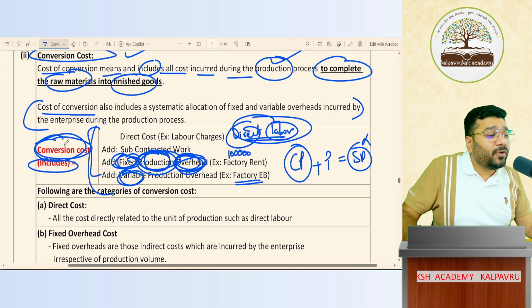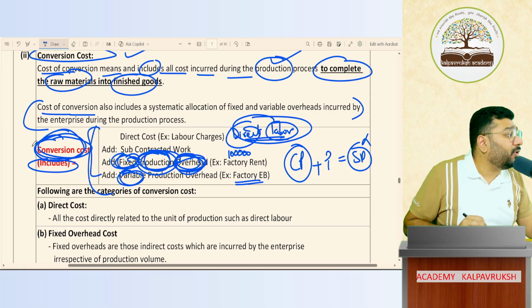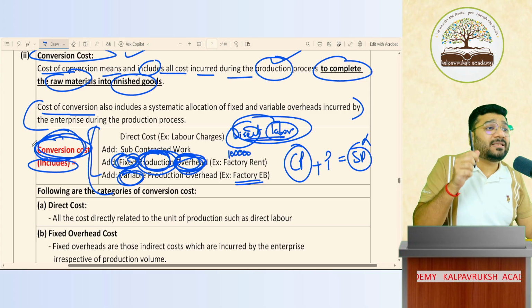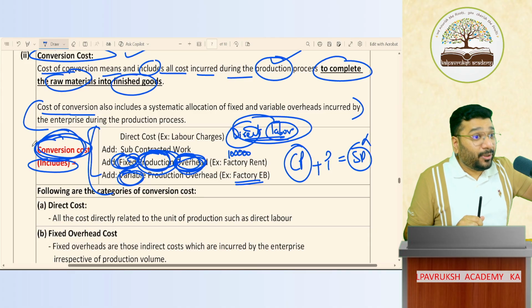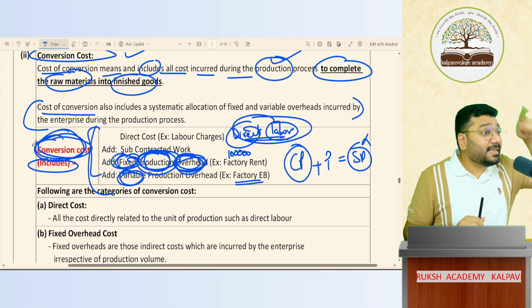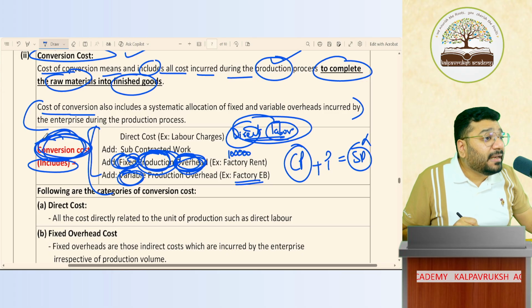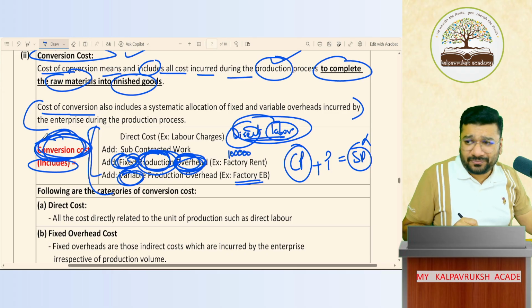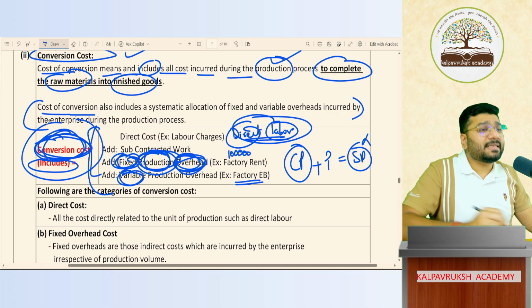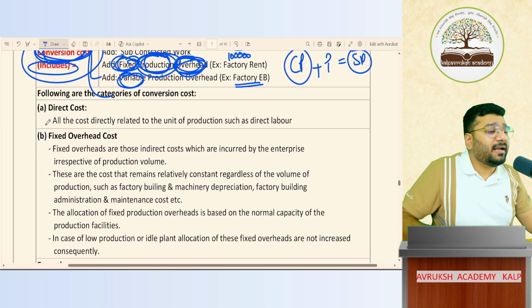All these are part of your conversion cost. If the factory is not there, if you are not paying rent, you cannot do manufacturing. The rent you are paying for the factory building is helping you do the manufacturing process of converting the raw material into finished goods. Got it, not got it? So all these are called conversion cost.